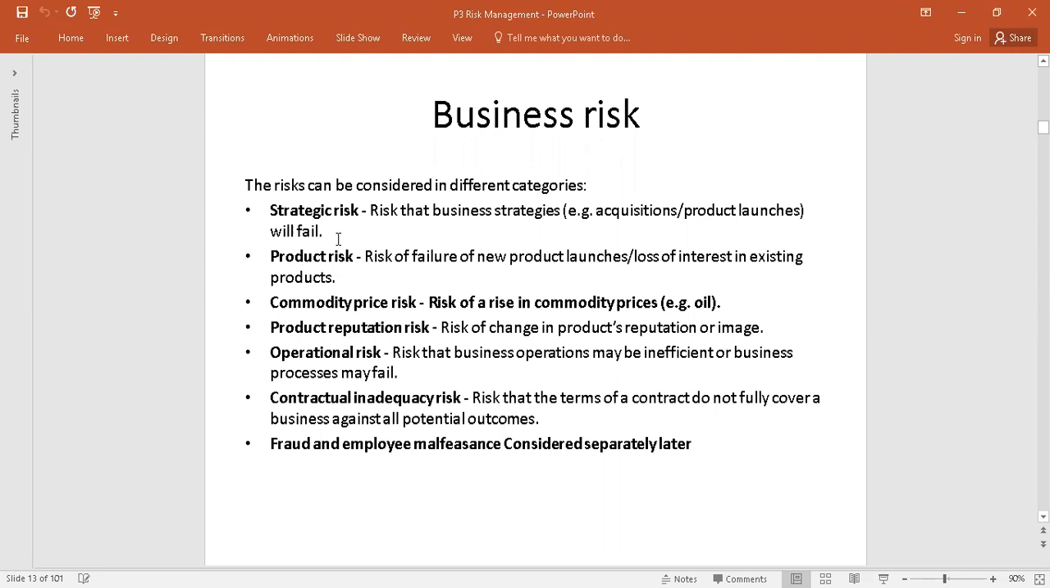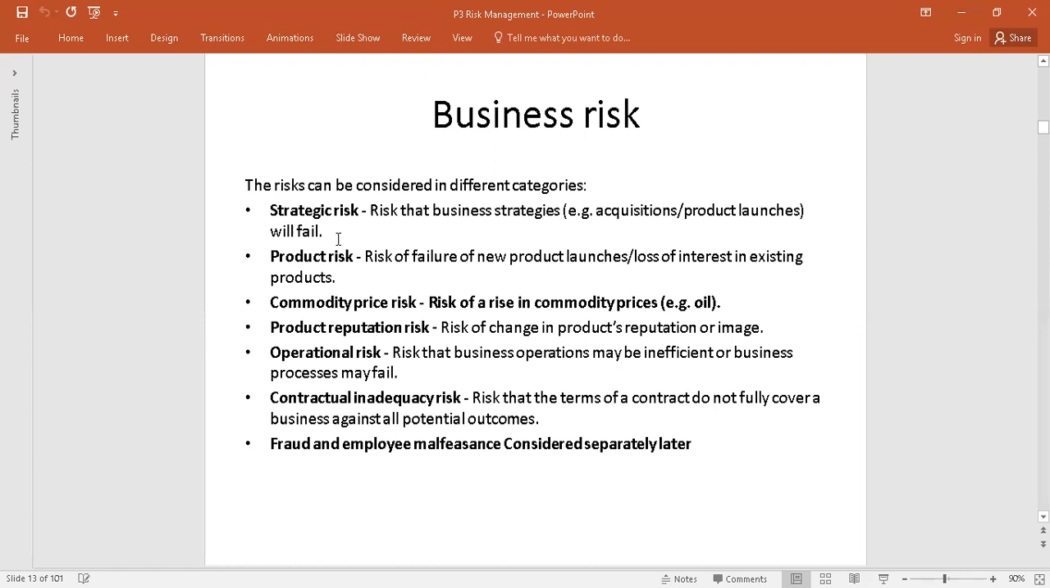Contractual inadequacy. At the time of designing or framing the contract itself, the terms of the contract do not fully cover a business against all potential outcomes. So if the contract doesn't cover all the aspects, and any loss arises, it's called contractual inadequacy.